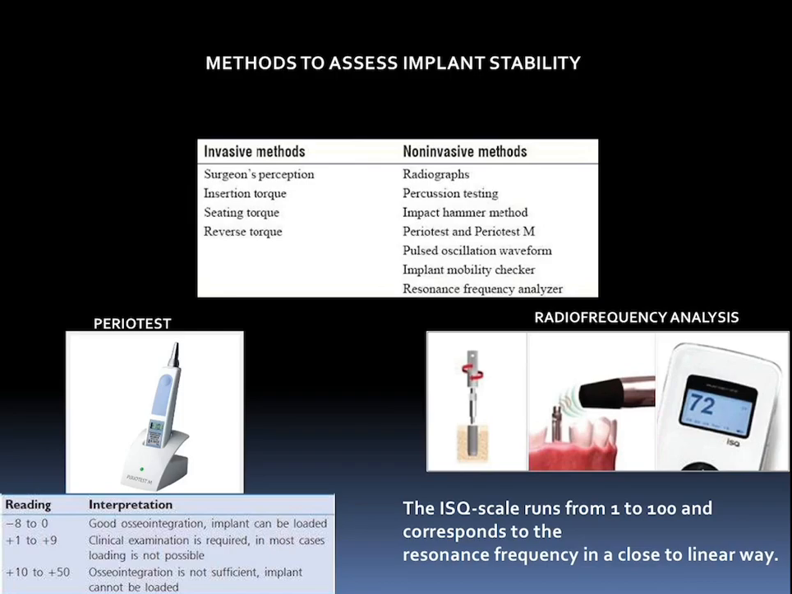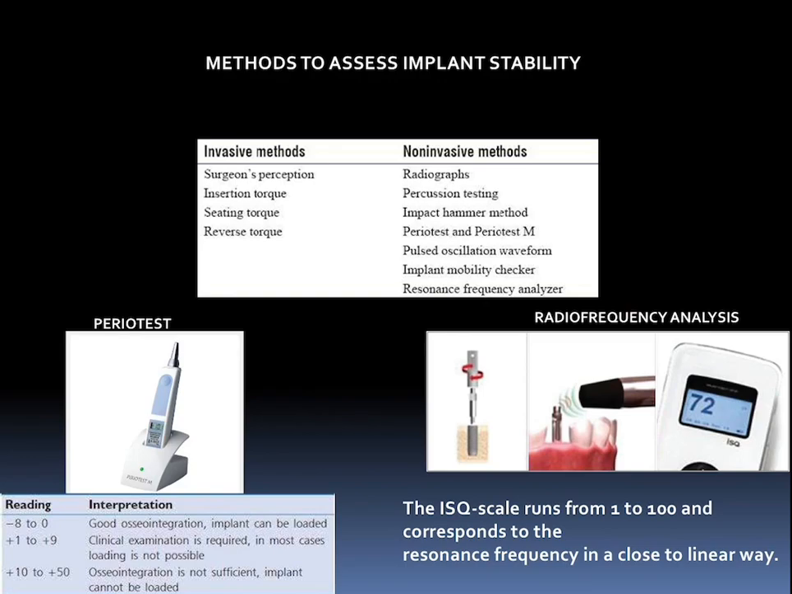Now this is the device which is called the Periotest. Here, as we see, inverse digits are used. You should remember that if the reading is on the negative side, that is -8 to 0, it suggests good osseointegration and the implant can be loaded. But if the values are +1 to +9, clinical examination is required, and in most cases loading is not possible. While if the values are +10 to +50, the osseointegration is not sufficient and the implant should not be loaded.